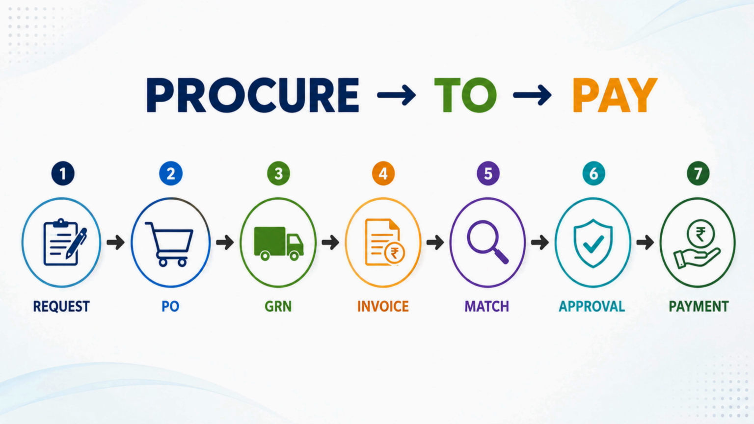Question 3. Explain the procure-to-pay process. P2P stands for procure-to-pay. It is the complete process from requesting a purchase to making payment to the supplier. A typical process starts with a purchase requisition, followed by a purchase order, goods receipt, invoice, invoice matching, approval, and finally payment. For example, a manufacturing company needs raw materials. The purchase is requested, the PO is created, the materials are received, the supplier sends an invoice, AP verifies it, and payment is eventually made. This complete cycle is called procure-to-pay.